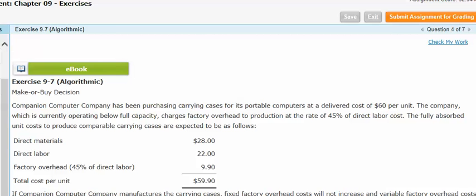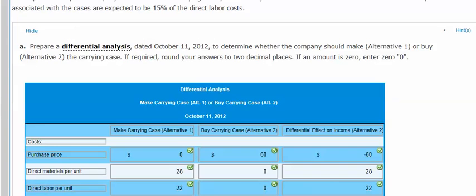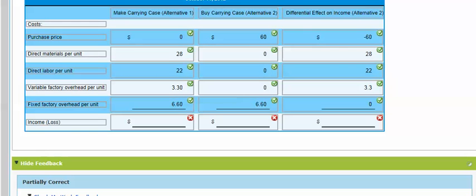Let's check my work real quick, and then we'll do the final tally. Okay, so I was right in my speculation. I wasn't quite sure, but the fixed factory overhead, because it's fixed, is going to be there regardless. So I'm going to go ahead and plug that in, and of course, this third column over here under the differential effect on the income is 0. That's 0 because there would be no change.